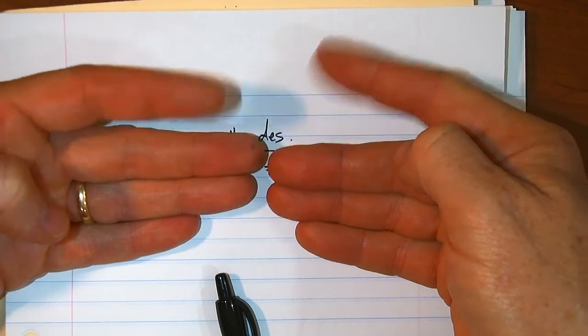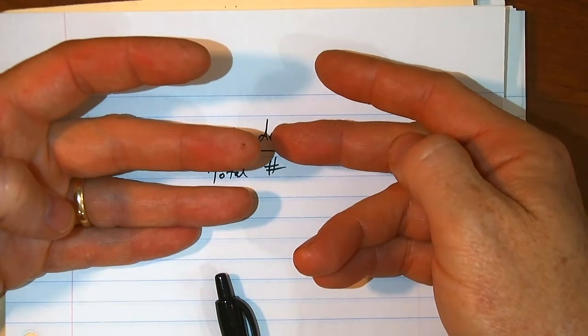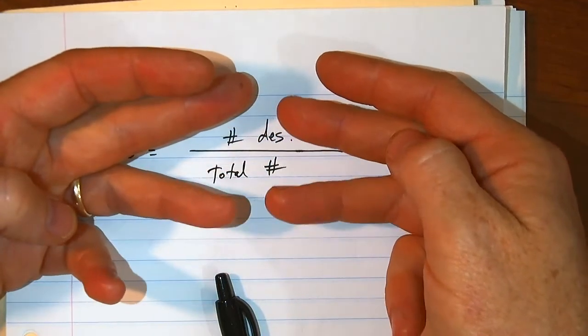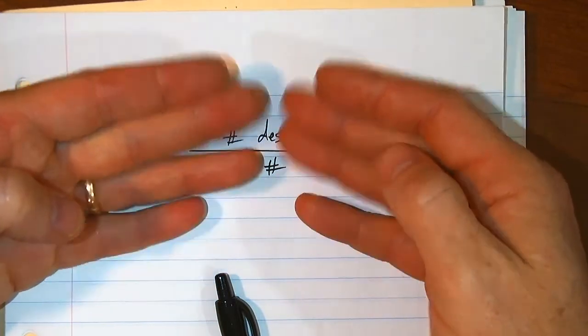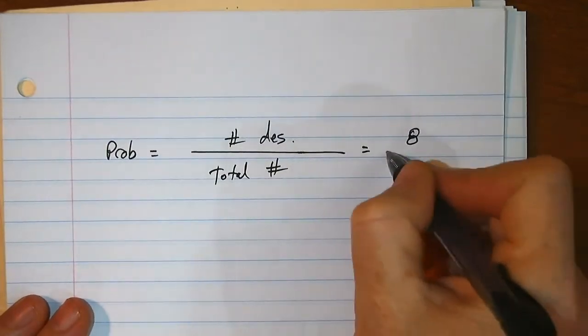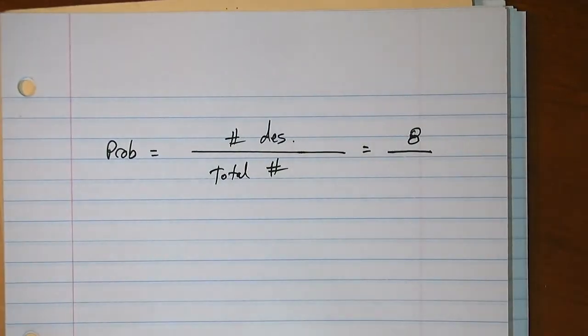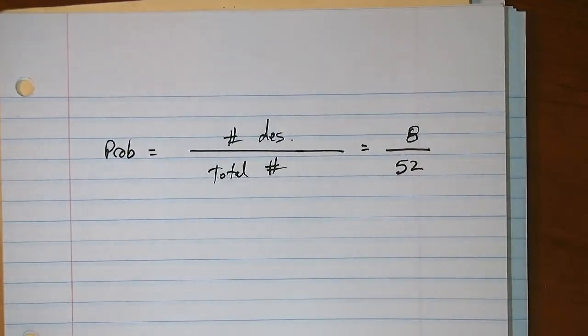Well, there's the ace and the jack of hearts. That's 2. Ace and the jack of diamonds, that's 4. Ace and the jack of clubs, that's 6. Ace and the jack of spades, that's 8. So altogether, we have 8 desirable outcomes. Okay. Now, total possible number of outcomes. There's a deck. It has 52 cards in it. I'm going to pick one of the cards out of the deck. I could get any one out of the 52. So I think that means I've got 52 options. That's my total number of possible options.